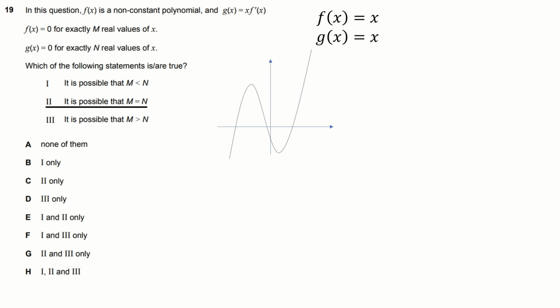So let's draw a cubic polynomial with 3 roots. All right, so this is f of x. Cubic polynomial with 3 roots. So m is 3. Now, if I differentiate this, how many roots does it have?